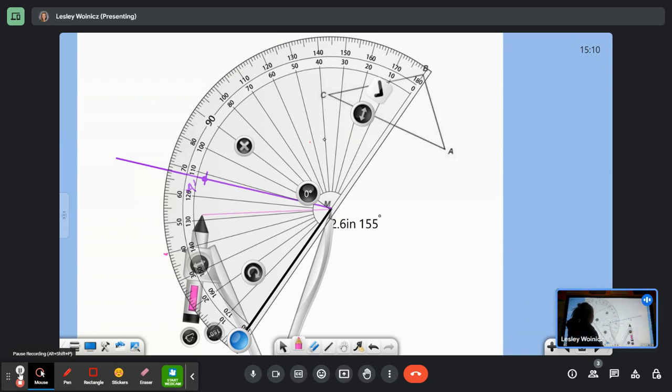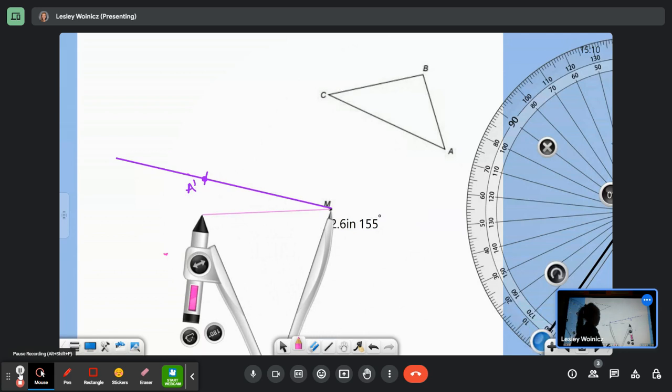Okay, I'm going to move my protractor out of the way. Okay, I'm going to use my auxiliary line. I'm going to go through M and the new little point that I made. Make it nice and long so you have room.